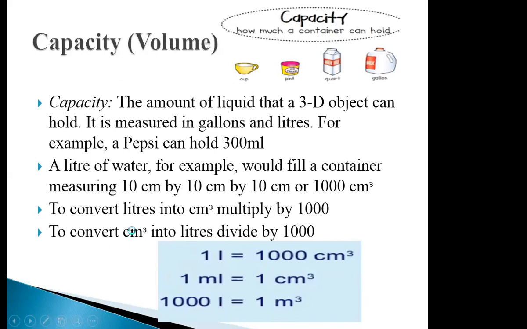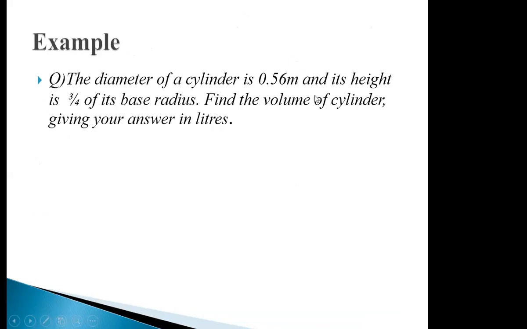You will be removed. Okay, the diameter of a cylinder is 0.56 meter and its height is 3/4 of its base radius. Find the volume of the cylinder, giving your answer in liters. Now, in the rest of the questions, you have to find surface area and volume as well. Please try these questions.